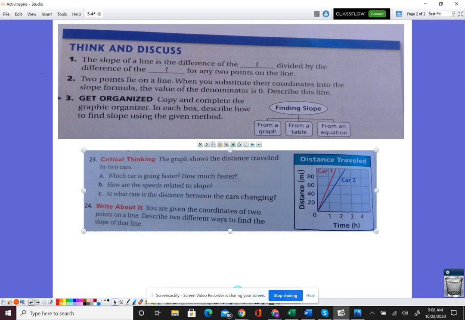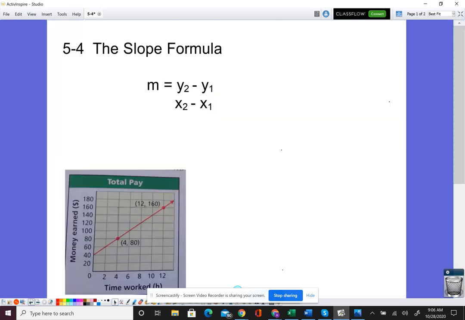All right, section 5.4 is on the slope formula. And I have to write something in here for the slope formula. I got to have my little division line. Okay, so this lesson shouldn't be that hard. The key points to this lesson is keep your points together. I should say in the same order.